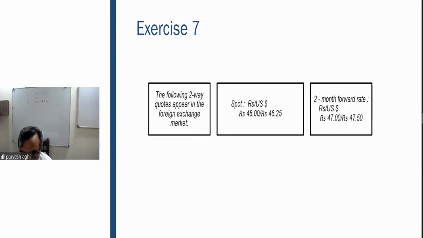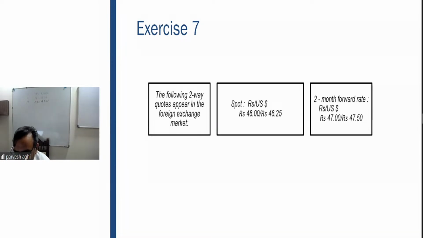So if you want to buy today or sell today, the rates are 46 and 46.25. So 46 is the bid rate and 46.25 is the ask rate. If you want to buy, then the rate is 46.25. If you want to sell, the rate is 46. That is the spot. Now the forward rate, 2 months forward. If you want to buy after 2 months, then the rate is 47.50 as against 46.25. So the dollar is appreciating in 2 months' time.